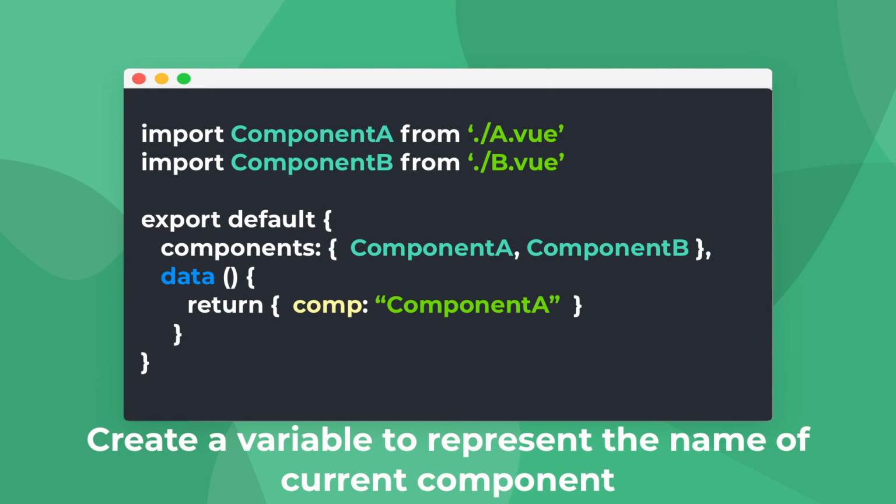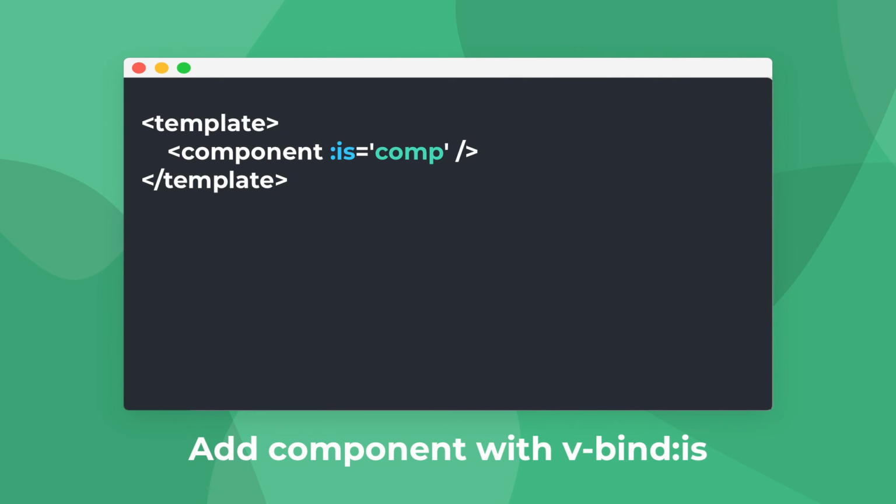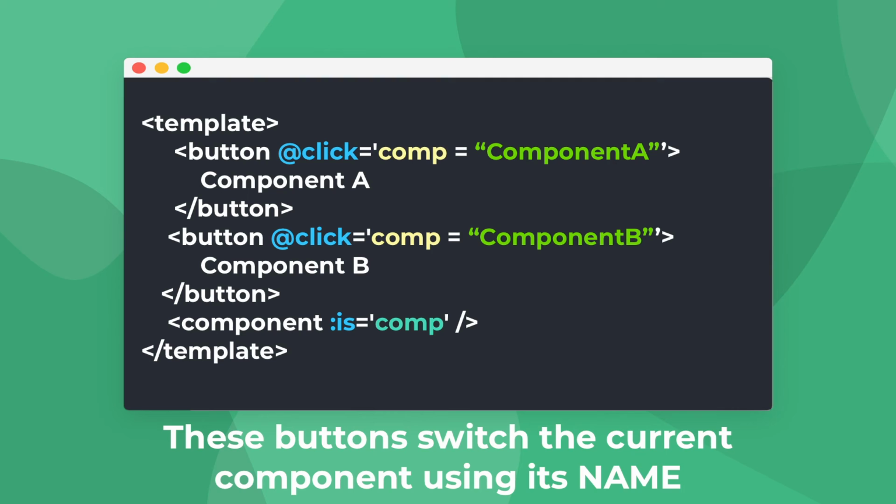Next, we can declare a variable that corresponds to the current rendering component. And for ours, we'll default to component A. And it will look something like this. Finally, let's just add our component element to our template. And then just for this example, I created two little buttons that switch between the two components. So we have one button that when it's clicked, changes our comp data to component A, and then a second button that when it's clicked, changes comp to component B.